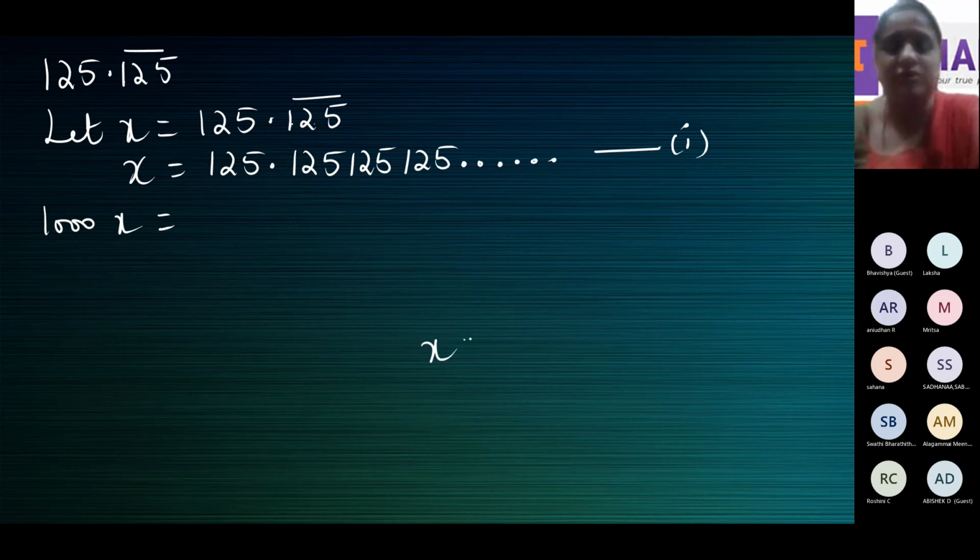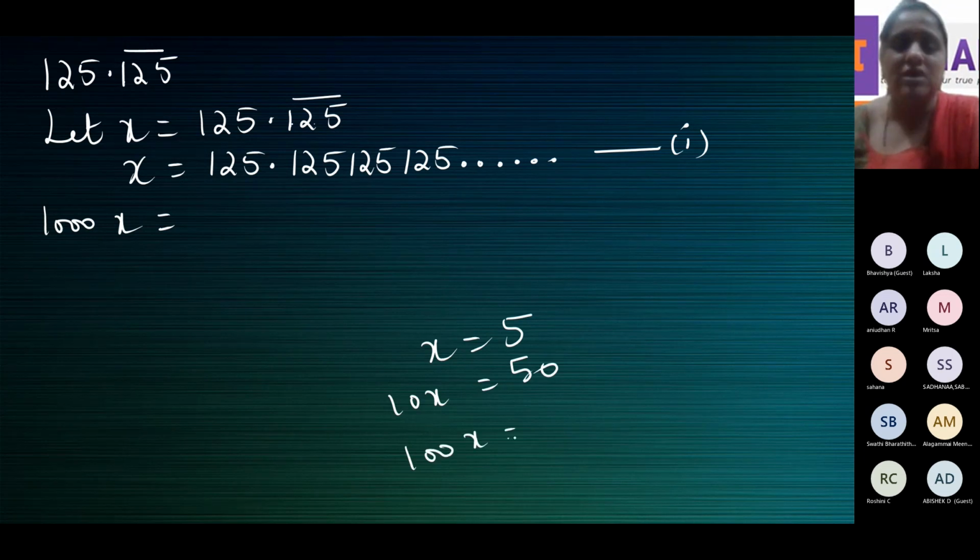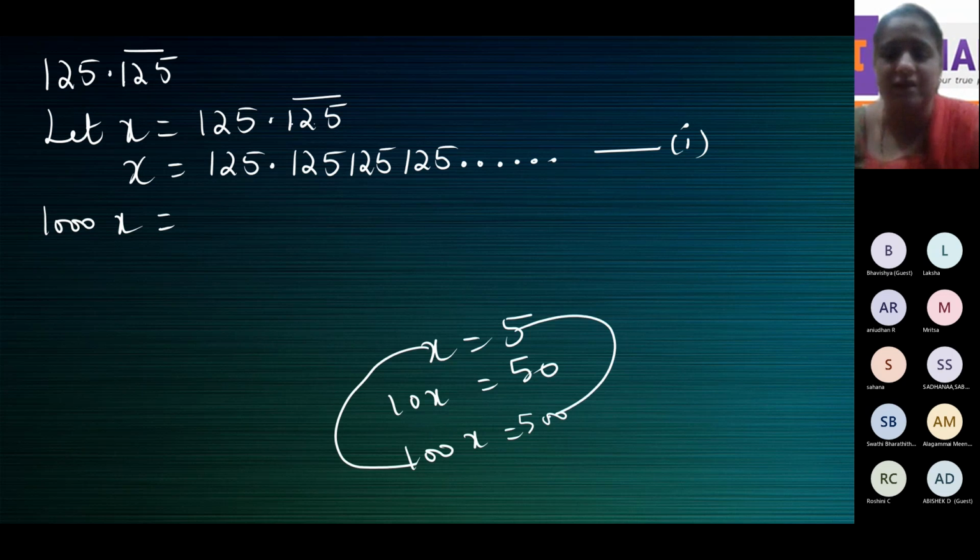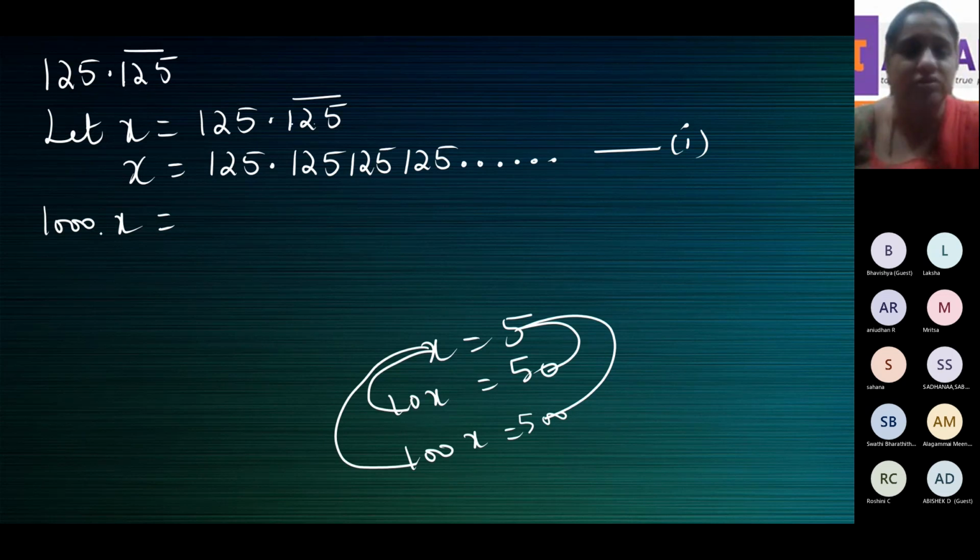See, like if you have x is equal to 5. What is 10x equal to? 10x will be equal to 5 into 10, 50. What is 100x equal to? 100x will be equal to 5 into 100, 500. If you're multiplying x by 100, you should multiply 5 also by 100. If you're multiplying x by 10, multiply 5 by 10. So here you're multiplying x by 1000, so multiply this one by 1000. When you multiply this by 1000, what will happen? This decimal point will get shifted. 1, 2, 3. It will move here. Yes or no?